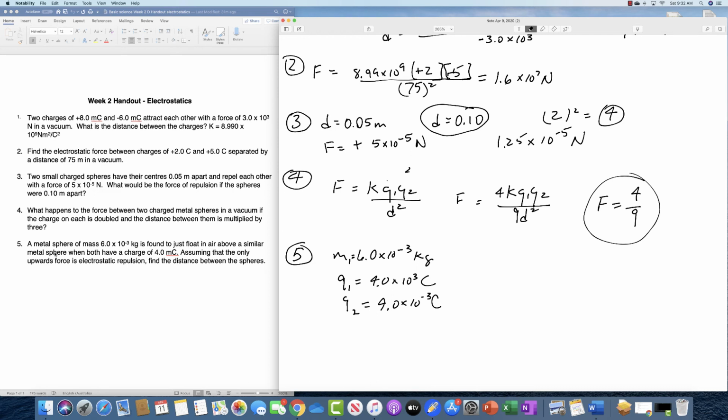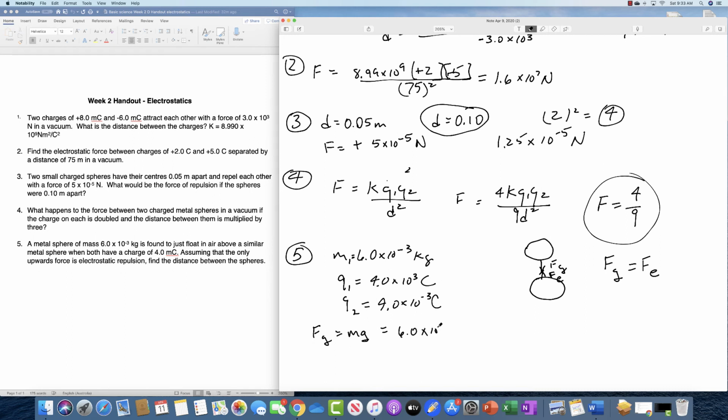Now the idea here is it's floating. So let's draw a picture just so we get a sense of what's going on. In physics, this is called a force diagram. You have the downward force of gravity, and at the same time you have the upward electrostatic force. Because it's floating, they're not moving, so the downward force of gravity has to equal the upward electrostatic force. Now the downward force of gravity is equal to the mass times g, the acceleration due to gravity.